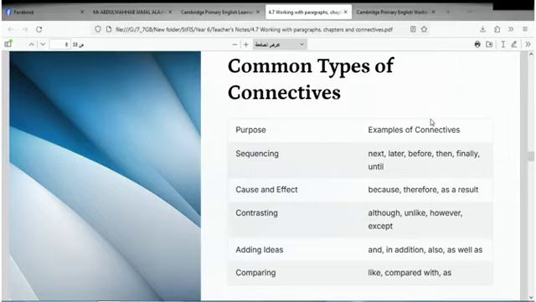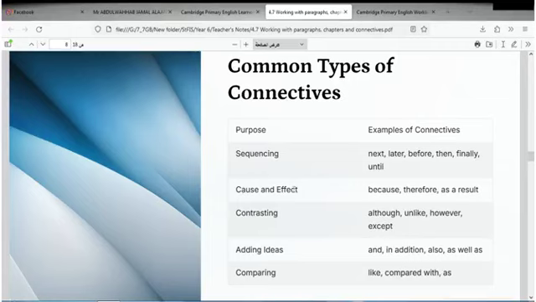According to purposes, we have five to six types of connectives. When I am sequencing, I will use next, before, later, first, then, after that, finally, until. All of these are words to sequence or to order ideas or things with each other.